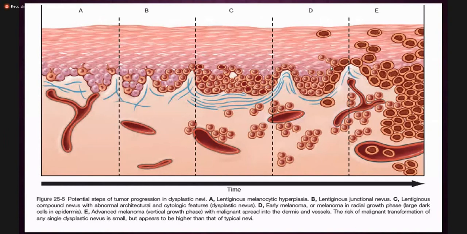rete ridges is also present. Now, as the lesion progresses, you can see marked nuclear abnormalities are present in these cells. Now, this is an early melanoma developing within the dysplastic nevus. And this is an advanced melanoma where you can see these melanoma cells are not only migrating in a downward fashion, they're also migrating in an upward fashion. So there's epidermal migration of these melanoma cells and downward growth of these melanoma cells, whereas vascular invasion is also present. So this is how a dysplastic nevus transforms into a melanoma.